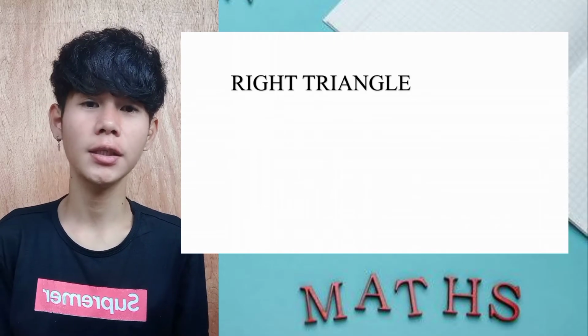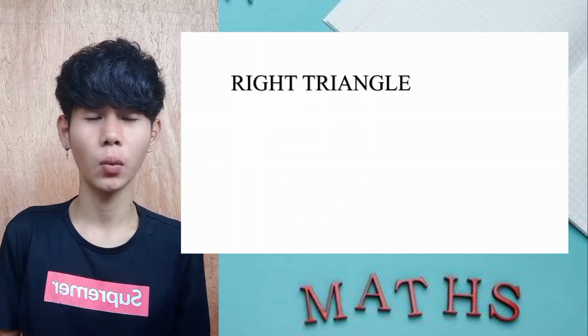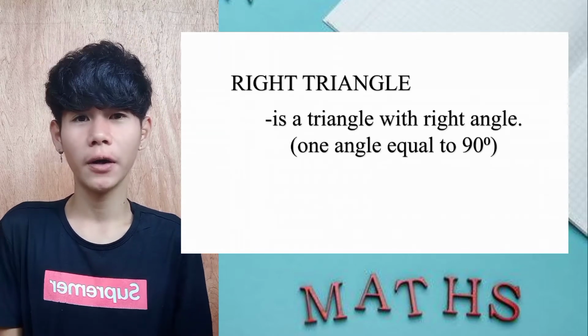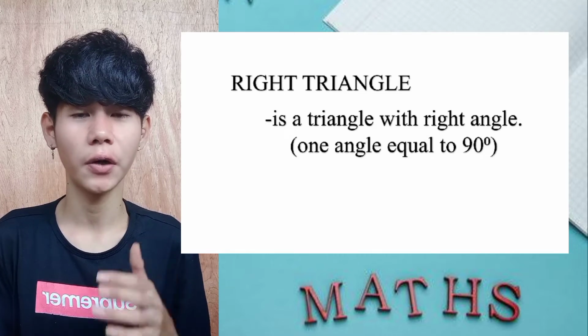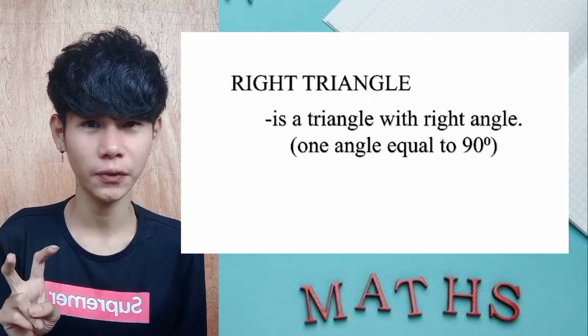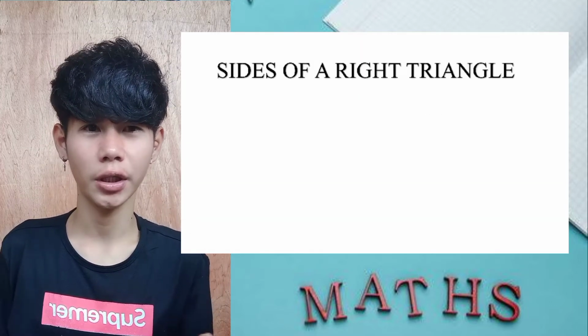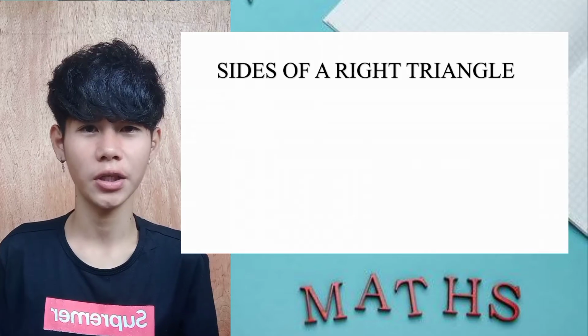But first, let's discuss our topic, which is the right triangle. Now, what is a right triangle? A right triangle is a triangle with a right angle, in which one of the angles is equal to 90 degrees. There are three sides of a right triangle.